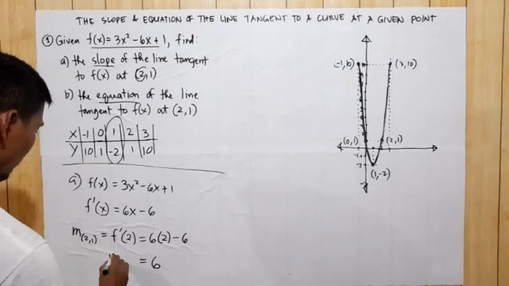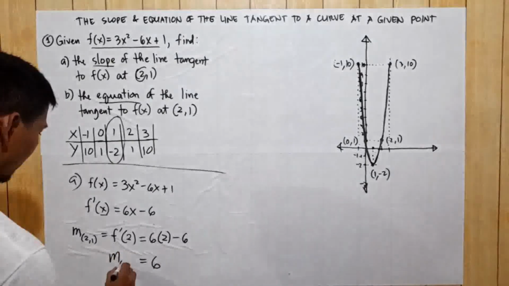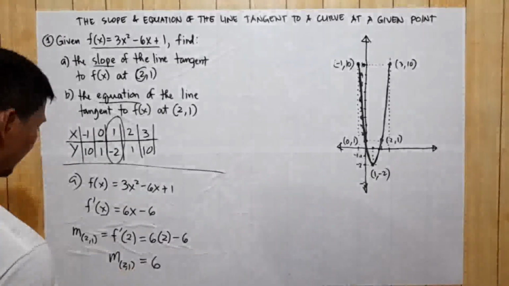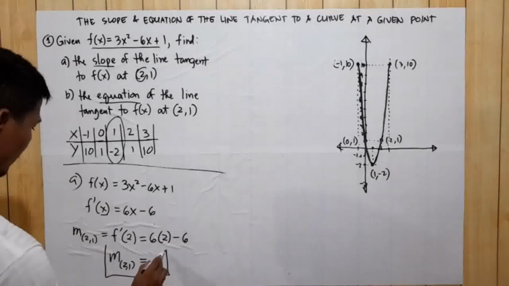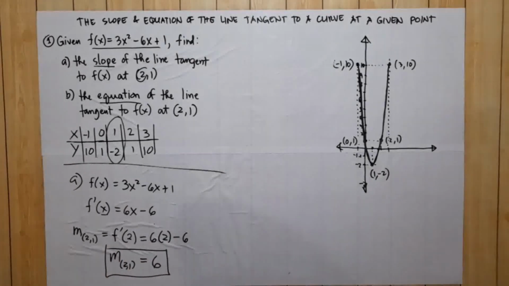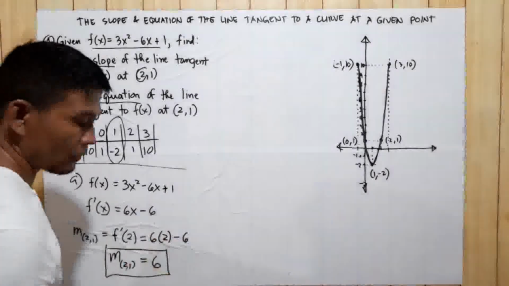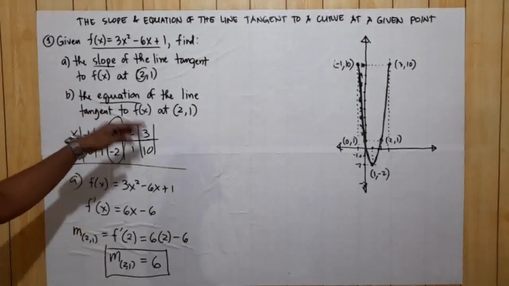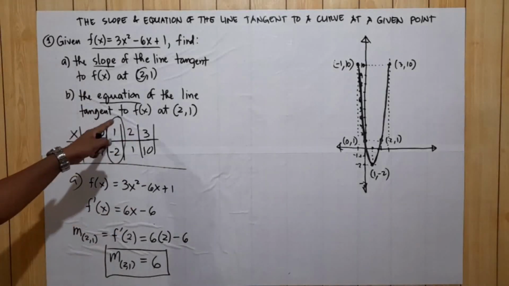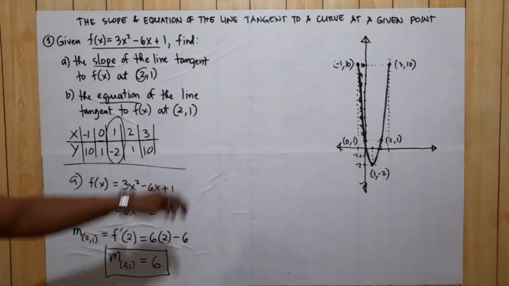Yan po yung slope at (2, 1) is 6. Okay, so yan po yung sagot sa una nating problem. So, punta po na sa second problem natin. Paano naman po yung equation ng line tangent to f of x at (2, 1)?